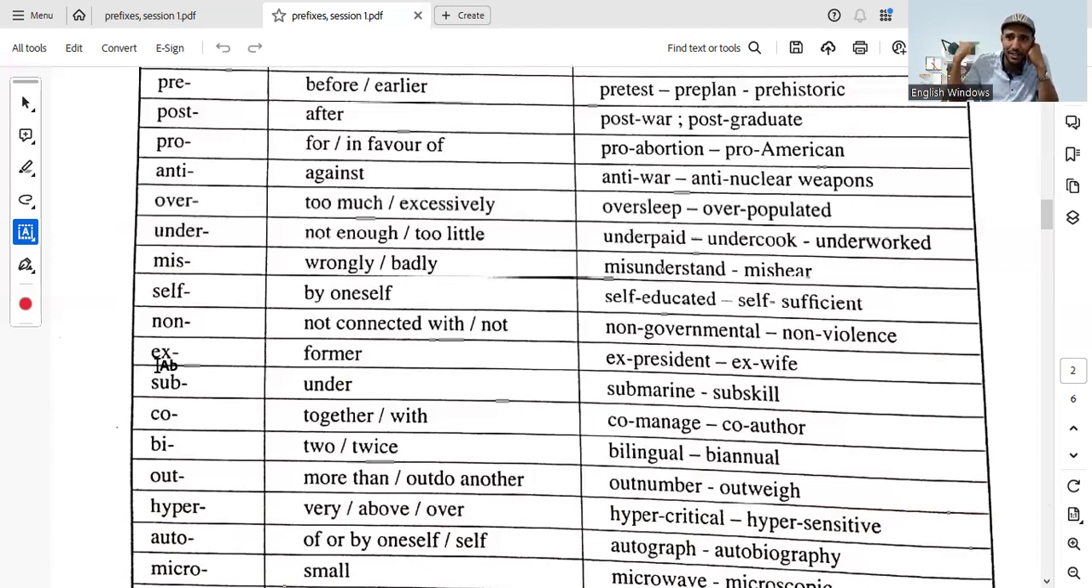Ex means former or previous, right? Okay, former. We are talking about ex, it means something previous. Like ex-president. Obama is the ex-president of the United States of America, right? Hassan the Second is the ex-king of the Moroccan kingdom, right? Amina is the ex-wife of Mr. Ahmed, right? Meaning his former wife, they were married and now they're divorced, right? So ex means previous.